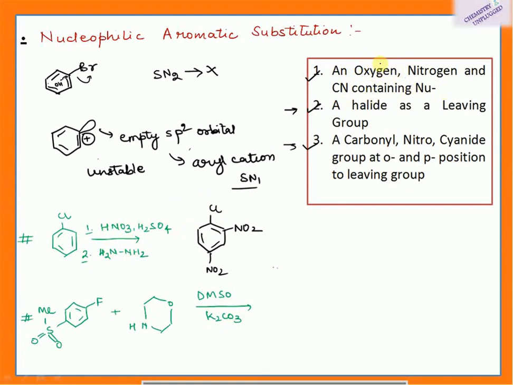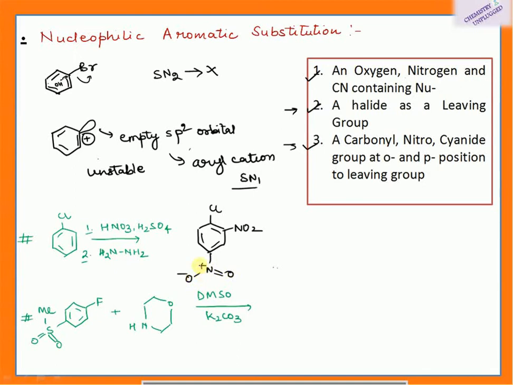Okay, so in this case we have the first requirement, that a nucleophile should contain oxygen, nitrogen or cyanide containing group. So we have hydrazine, it has nitrogen as a nucleophile, it will provide a lone pair of electrons and can attack on this carbon, right? Then this carbon contains a halide as a leaving group. A carbonyl, nitro or cyanide group should be present at the ortho and para position. So we have a nitro group present at the ortho and para positions. At both positions we have an NO2 group.